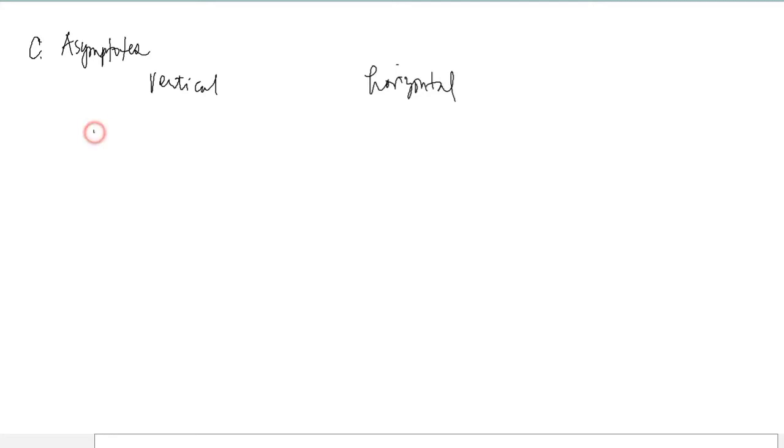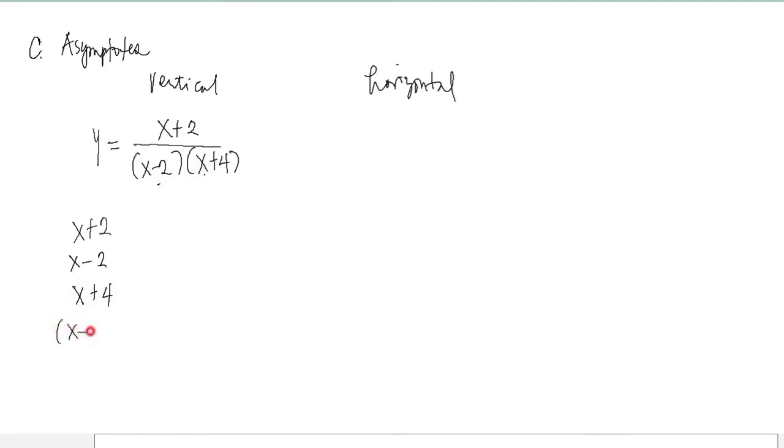So, for example, we have here the function f(x) is equal to (x plus 2) over (x minus 2)(x plus 4). Dito isusulat natin sa ibaba yung mga factors natin. For the numerator, you have x plus 2. For the denominator, x minus 2 and x plus 4. And of course, we will write here the product of the denominator, the x minus 2 multiplied by x plus 4. And the y here is, of course, the numerator divided by the denominator.